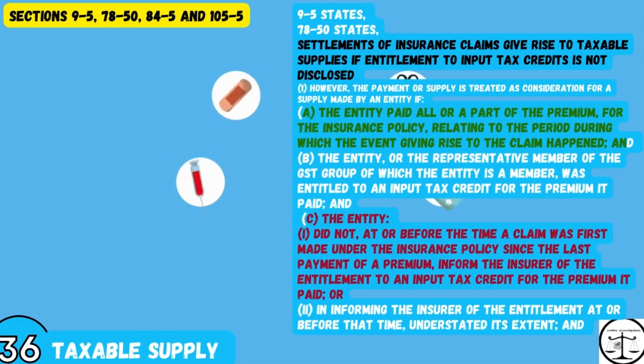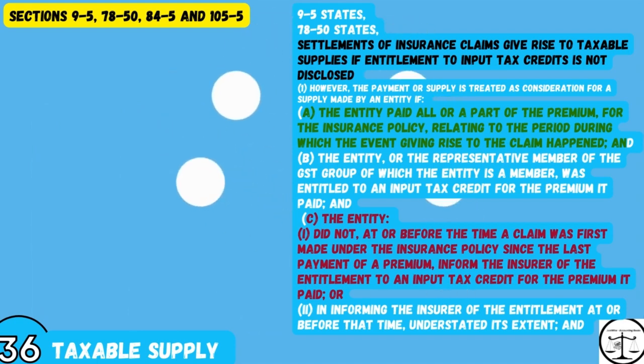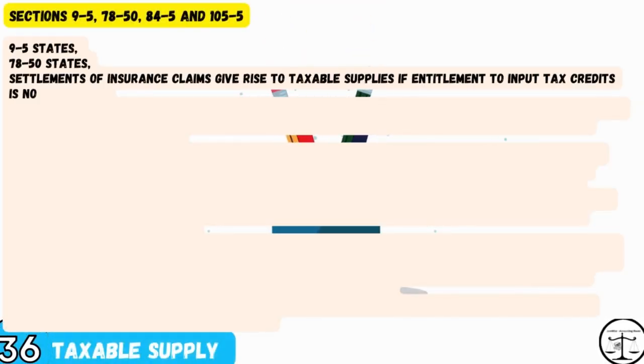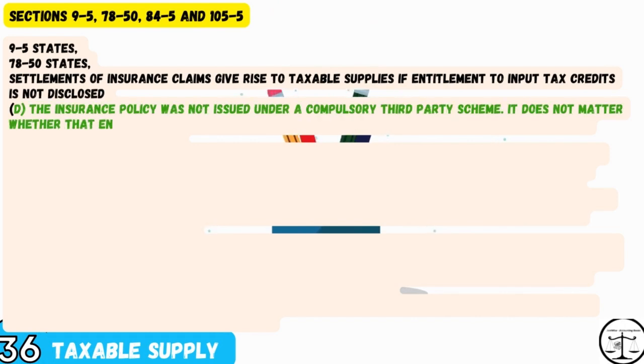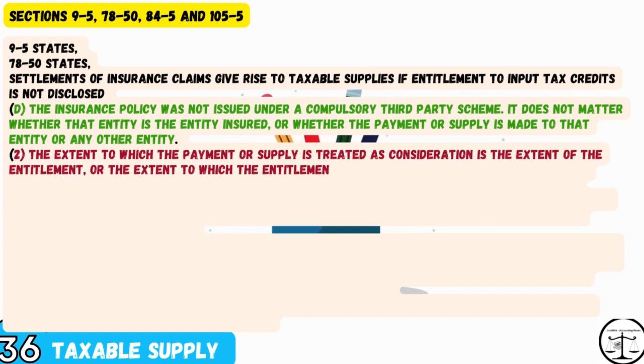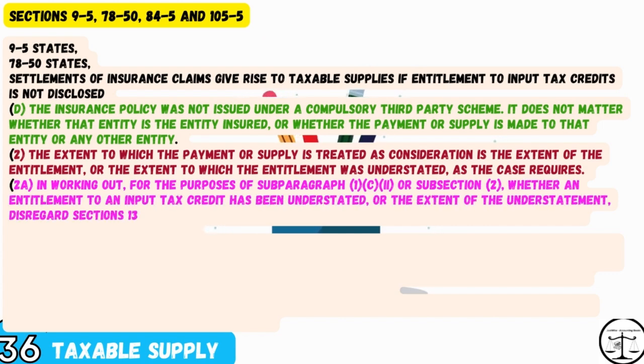1. Did not, at or before the time a claim was first made under the insurance policy since the last payment of a premium, inform the insurer of the entitlement to an input tax credit for the premium it paid, or 2. In informing the insurer of the entitlement at or before that time, understated its extent, and D. The insurance policy was not issued under a compulsory third-party scheme. It does not matter whether that entity is the entity insured, or whether the payment or supply is made to that entity or any other entity.